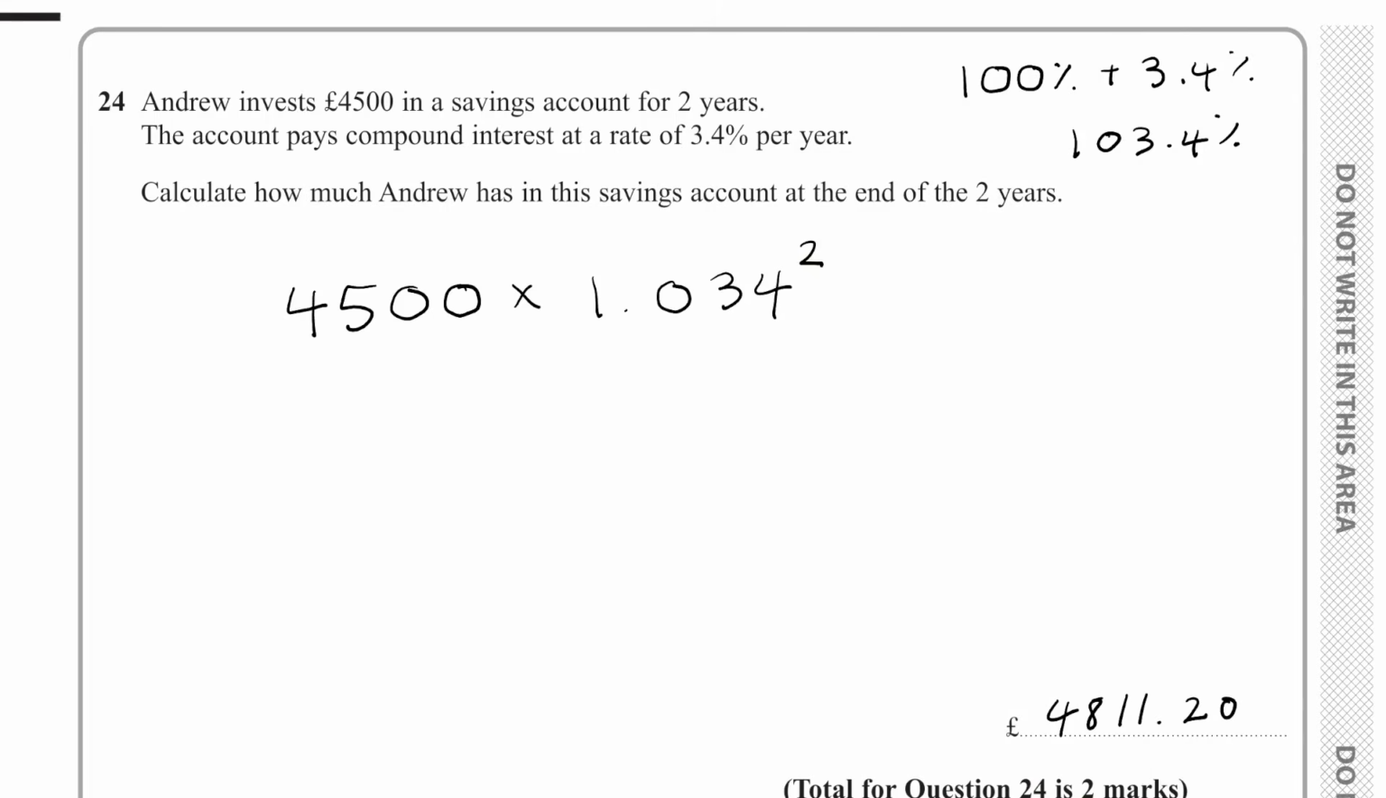So this is compound interest. So what you can't do is work out 3.4% and then add that on twice, because you need to add on 3.4% the first year and then add 3.4% onto that new amount.